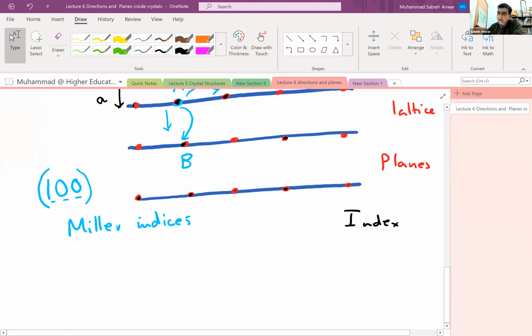You intersect at point B, you come across or encounter a plane. And that is why there is one spacing, or one interplanar spacing, as you move from A to B. So that is why I put the number 1.